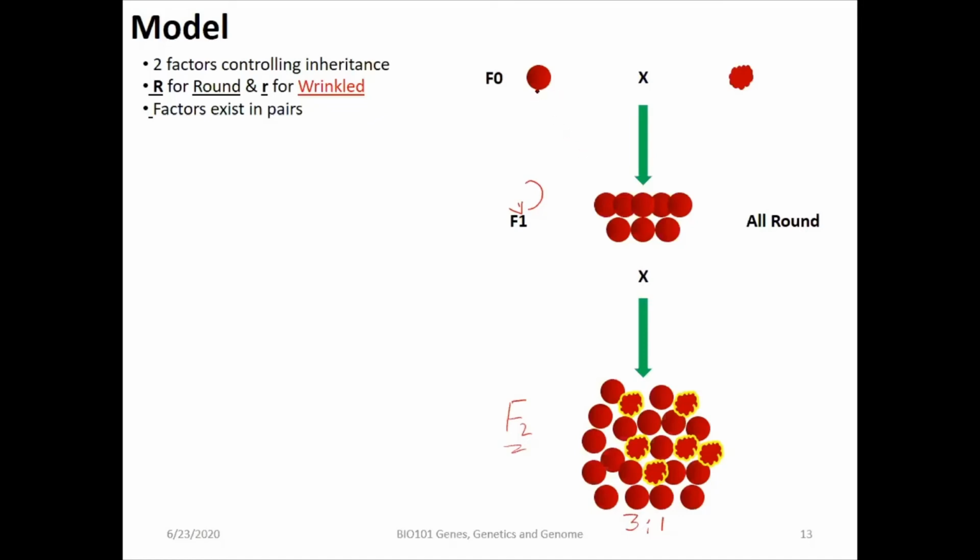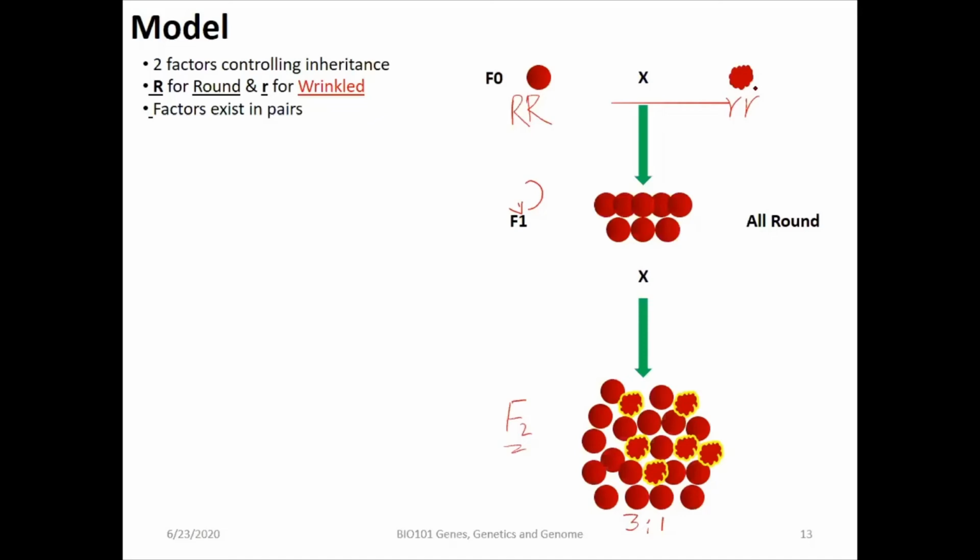He said each character is actually controlled by a specific factor, and these factors exist in pairs. And he said, for the dominant trait, whether it is round, tallness, purple color or yellow color, whatever, the one which is dominant, I'm going to use capital letters. For round, let's say, RR, because he postulated the character round is controlled by a factor which exists in a pair. So this is a pair of R. And the recessive one, the one which got dominated or masked, is small r.